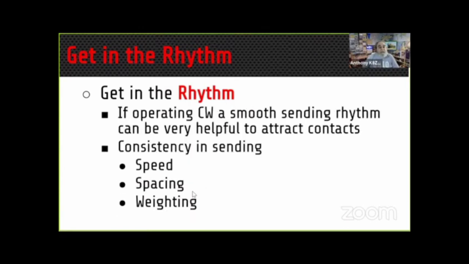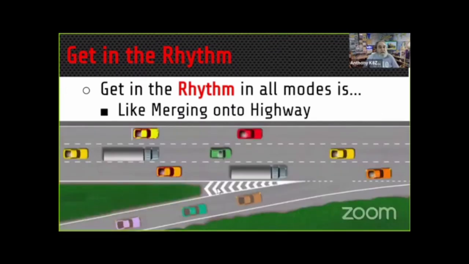If you're operating CW, a smooth sending rhythm, no matter what your speed, can be very helpful to attract contacts. If you're sending sloppy CW, when you're responding to a station and they have their choice of multiple stations to answer, you may go down on the list. Consistency is necessary in sending. Speed, spacing, and weighting are all important.